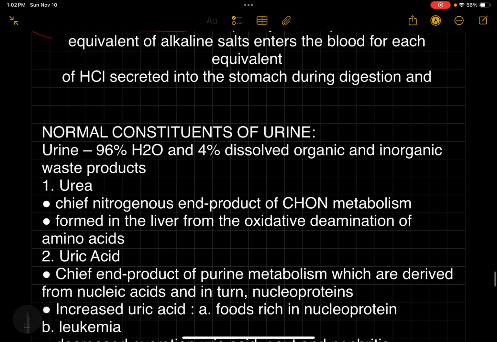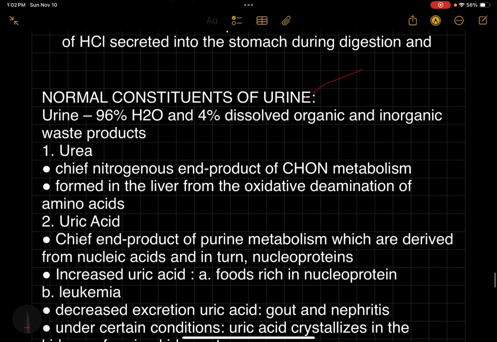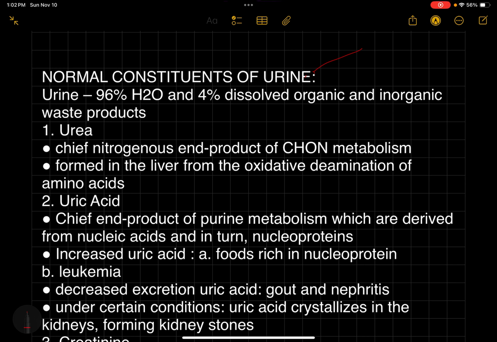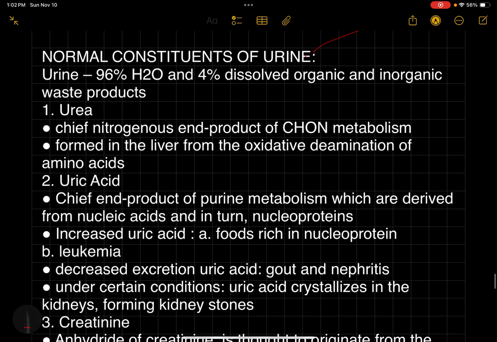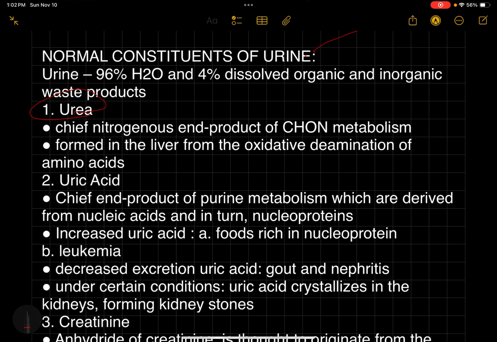And we have the normal constituents of urine. Urine is 96% water and 4% dissolved organic and inorganic waste products. Number 1, urea. Urea is the chief nitrogenous end product of protein metabolism, formed in the liver from the oxidative deamination of amino acids. We have uric acid, the chief end product of purine metabolism, which is derived from nucleic acids and in turn nucleoproteins. Increase in uric acid comes from food rich in nucleoprotein.